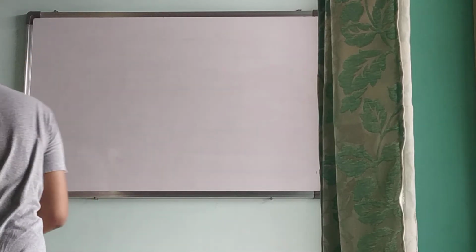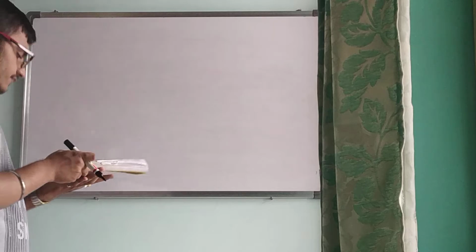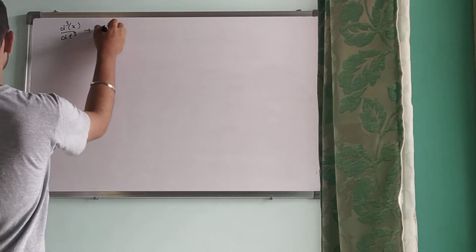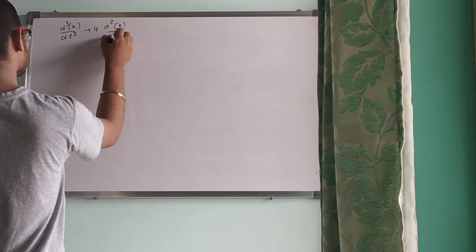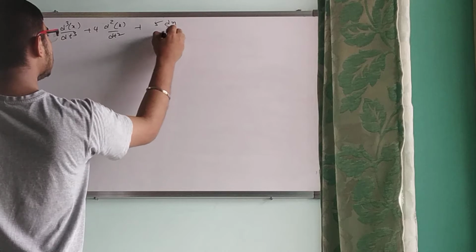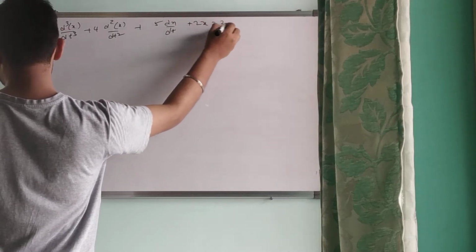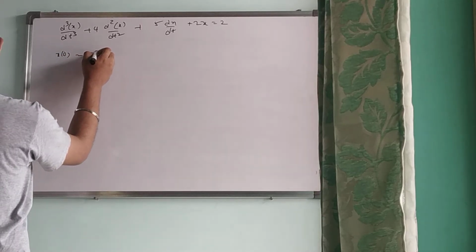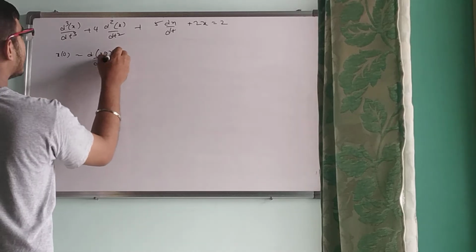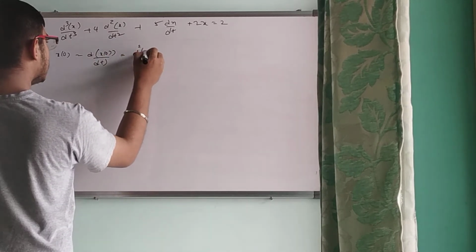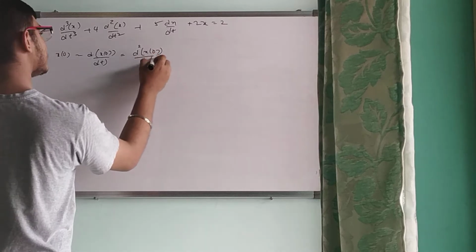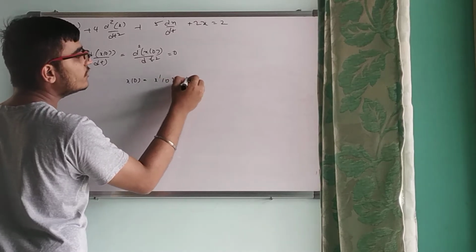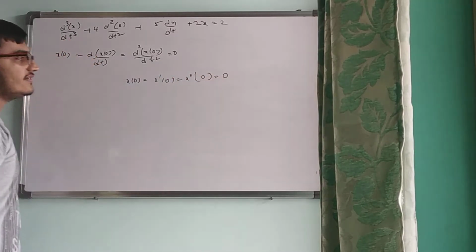So the first one: find the Laplace transform of the function d cube x by dt cube plus 4 d square x by dt square plus 5 dx by dt plus 2x is equal to 2, for which x of 0, dx of 0 by dt and d square x of 0 by dt square is equal to 0. Indirectly, x of 0 is equal to x dash of 0 is equal to x double dash of 0 is equal to 0. He has given this in the question.